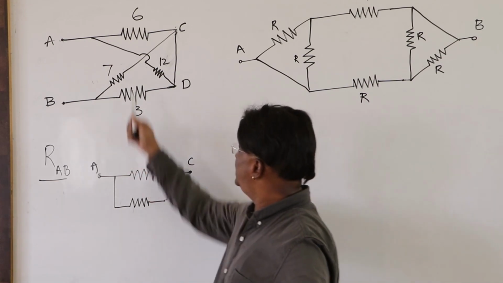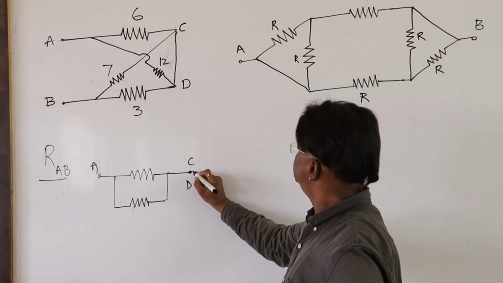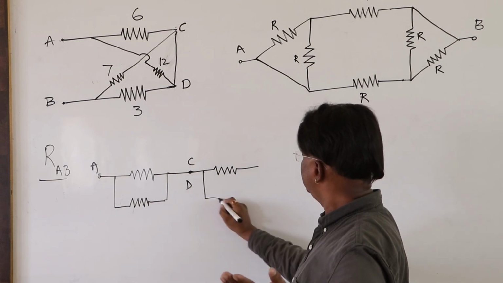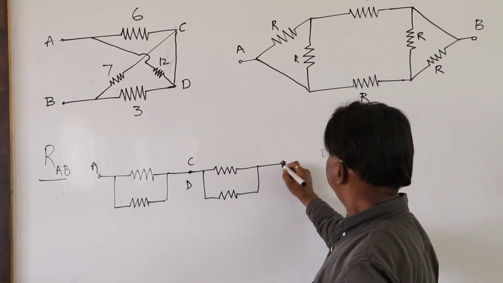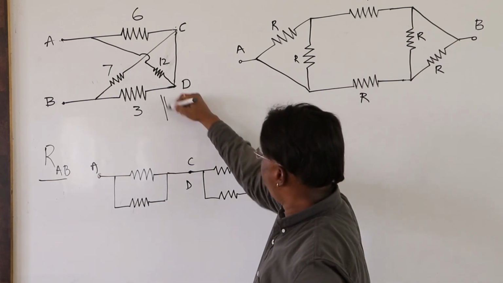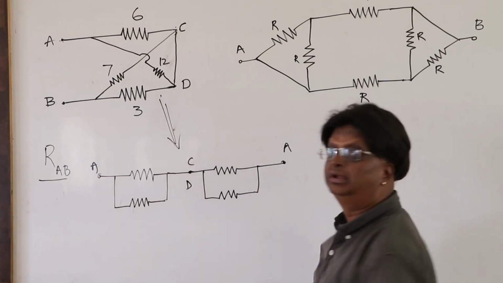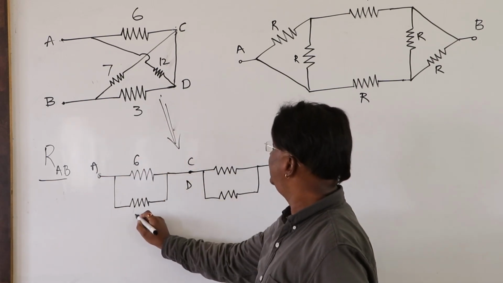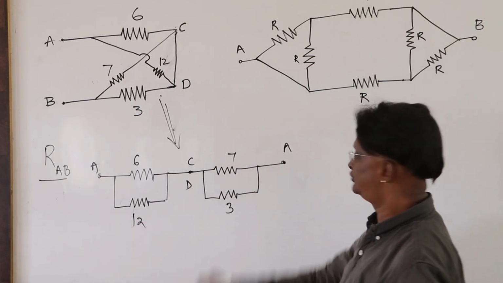Similarly, you apply the same principle between B and D. So these are 2 more resistors which you will find in parallel. I think now you can make out how this network is redrawn. So this is 6 and 12, this is 7 and 3.